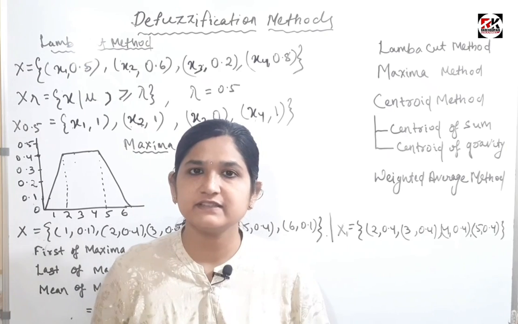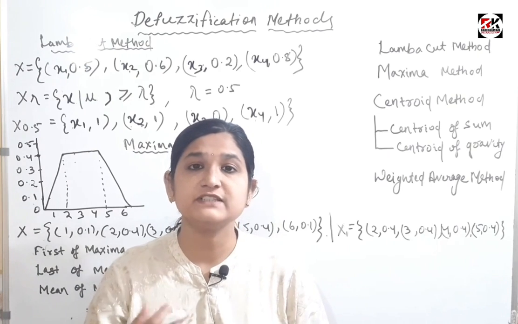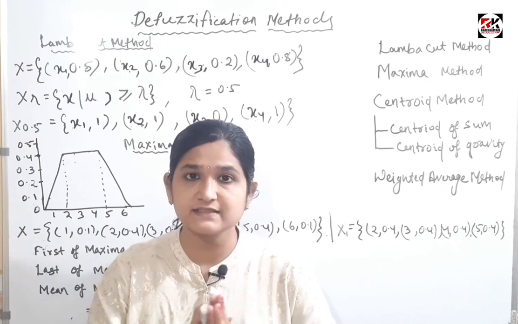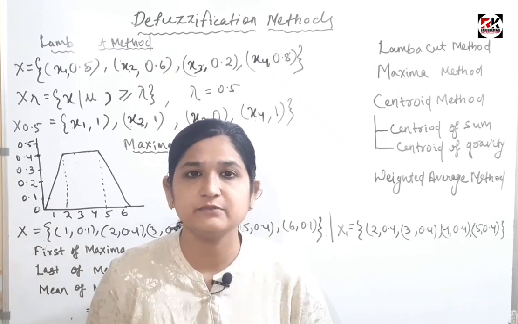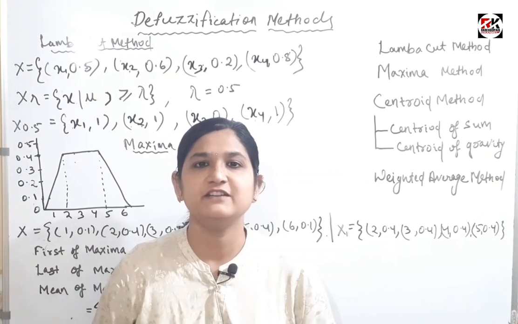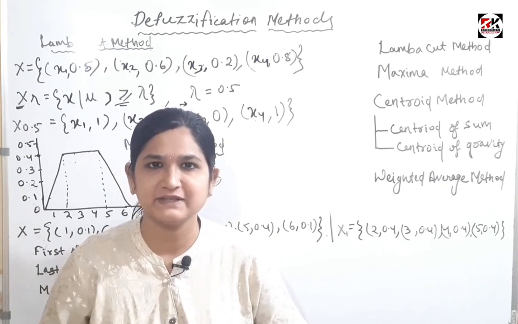Okay, so what is fuzzification? Converting the crisp input into fuzzified values is called the fuzzification method. And what is defuzzification? Just the reverse: converting the fuzzified input values into your crisp output is called the defuzzification method. So now let's discuss all the defuzzification methods in detail.